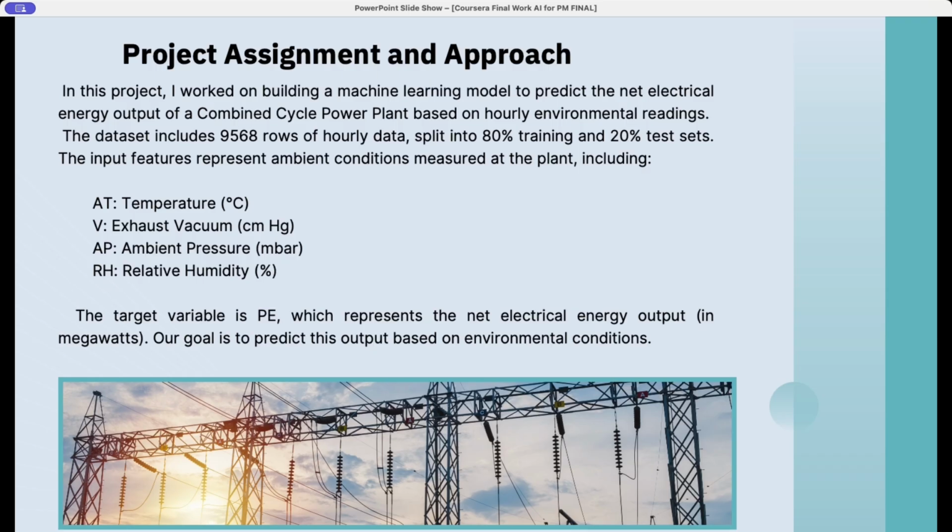The dataset contains over 9,500 hourly records, and I used 80% for training and 20% for testing. The input features represent ambient conditions measured at the plant: temperature, vacuum, pressure, and humidity. The target variable is P, the net electrical output in megawatts.